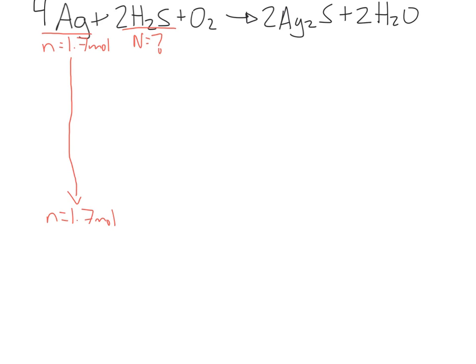So next step that we always do is that lovely molar ratio, right? So the molar ratio, what I'm doing is I'm comparing information about the element I was given, and I'm comparing it to the information for the element that I'm seeking. So in this case, we gave you information about silver up here. What's the coefficient in front of silver? 4. And what am I looking for information about? I'm looking for information about hydrogen sulfide over here. So what's that big number in front of hydrogen sulfide? It's a 2.